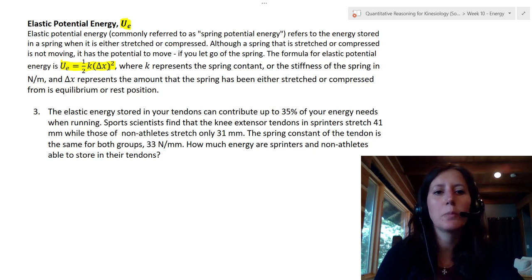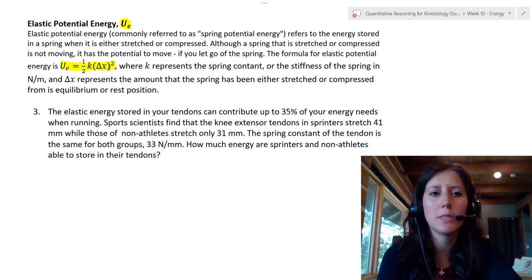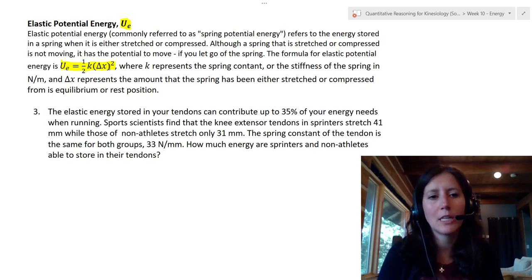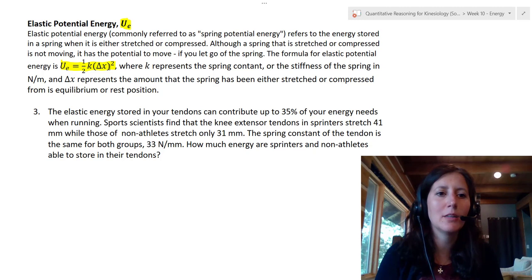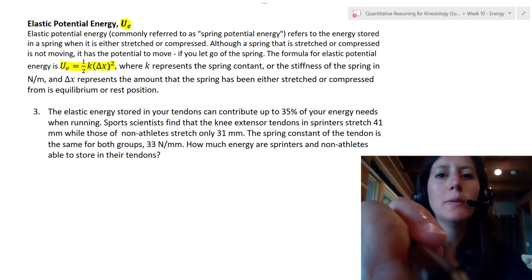And delta x represents the amount that the spring has been either stretched or compressed from its equilibrium or its rest position. So let's say a spring is regularly 3 centimeters long, and you stretch it so now it's 7 centimeters long. Well, now it's been stretched 4 centimeters, so 4 centimeters would be that delta x. Again, you would have to convert centimeters into meters, and then you would have your delta x value in the correct SI unit. Okay, so let's try out question 3.